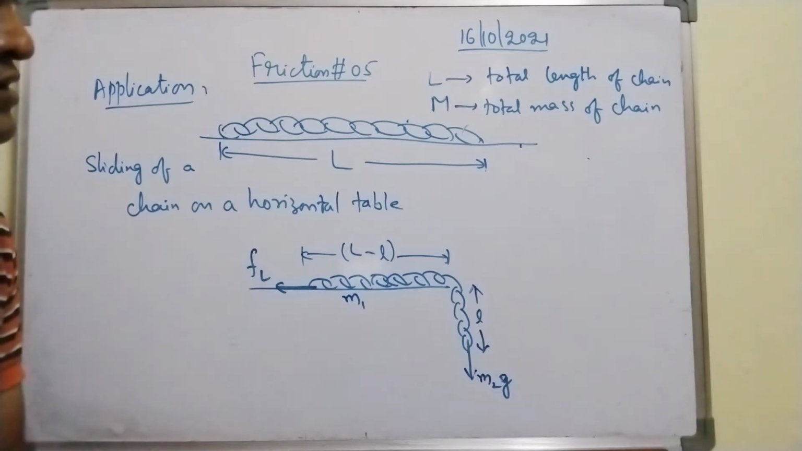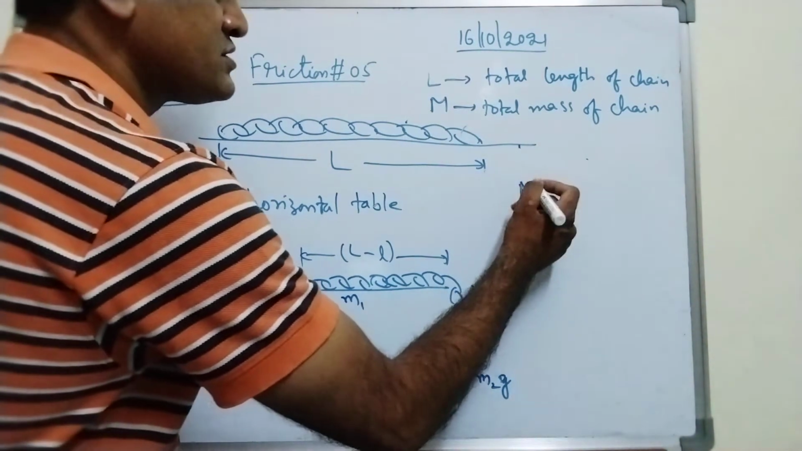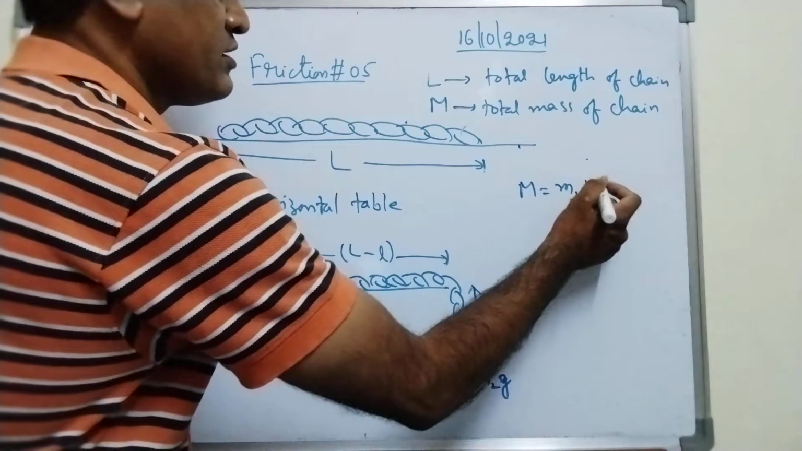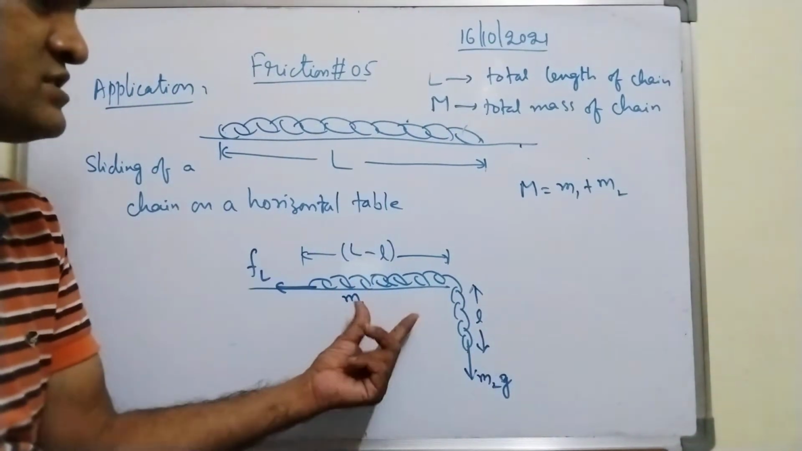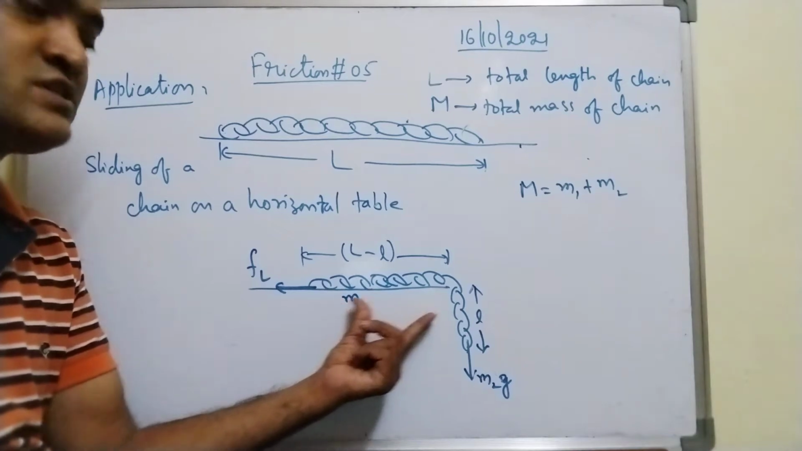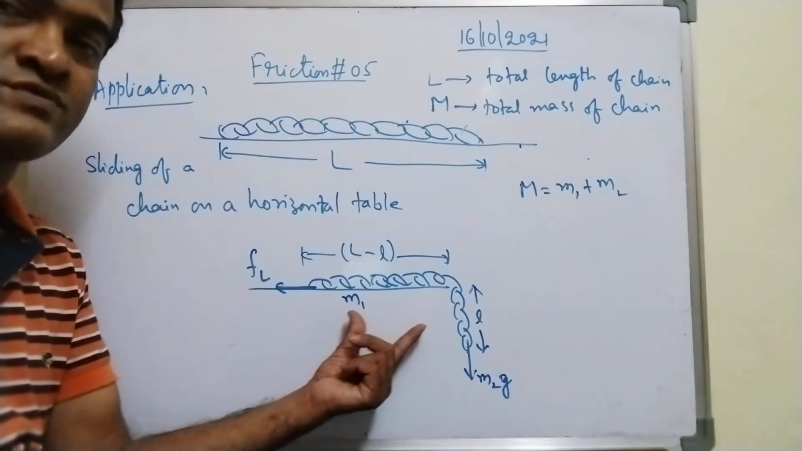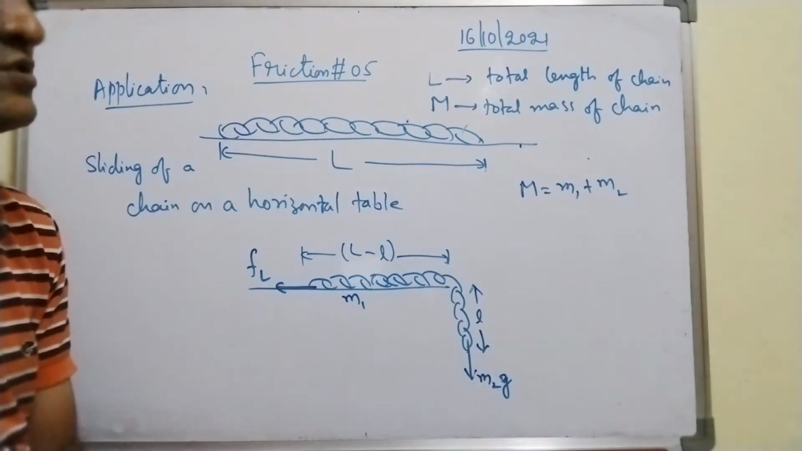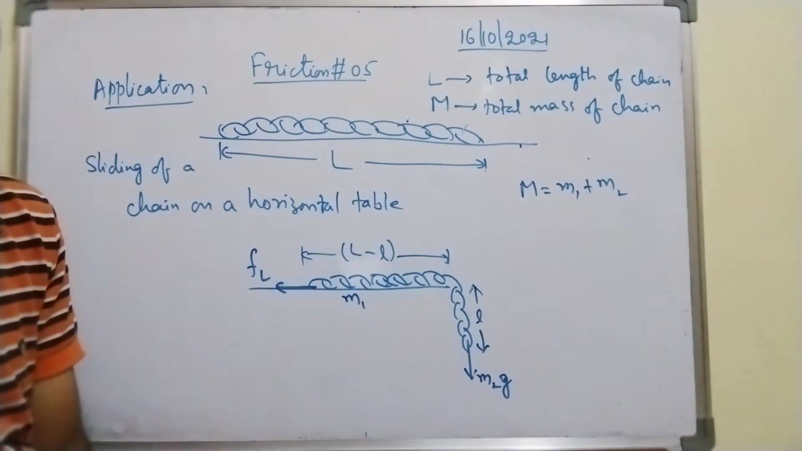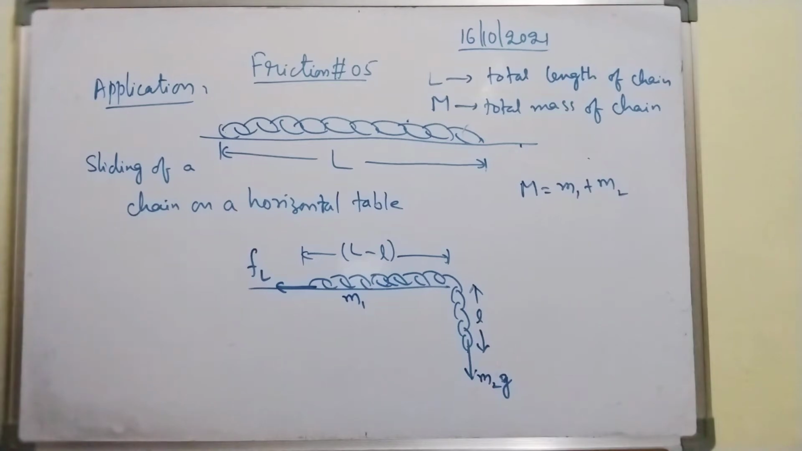Overall, what I mean to say is capital M is nothing but m1 plus m2. Capital M is the total mass of the chain, which is equal to m1, which is lying on the table, and m2, which is hanging from the table. So m1 plus m2 gives the total mass M, right?